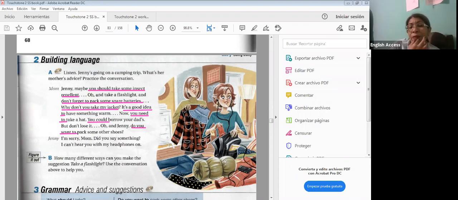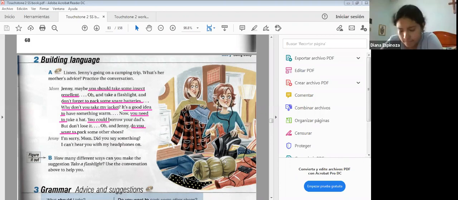So Jenny is going on a camping trip. The suggestions are, you should take some insect repellent. Don't forget to pack some spare batteries. Why don't you take my jacket? It's a good idea to have something warm. You need to take a hat. You could borrow your dad's. You want to pack some other shoes. If you pay attention, they are only suggestions, only recommendations.